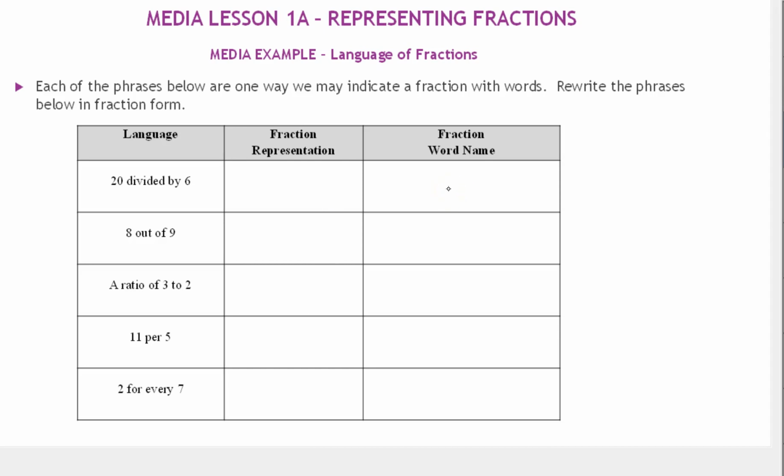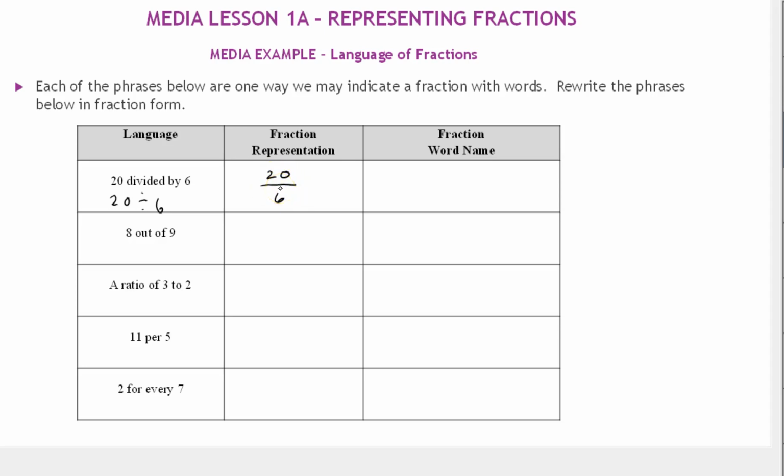So first we have 20 divided by 6. In the past we may have written this as 20 ÷ 6, but as a fraction, this means 20/6. So we can use this fraction bar to think of the word divided. Now let's look at the word name. This appears as two numbers, where one is divided by the other. But we can actually think of this as a single number.